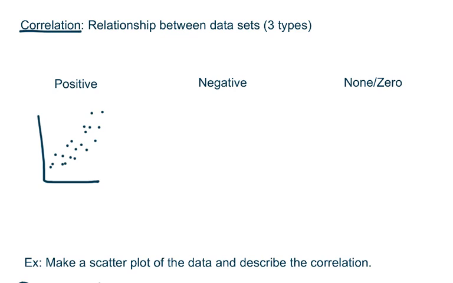Negative correlation kind of looks the other direction. As one gets bigger, the other gets smaller. Notice I'm not making just a straight line. With these points, when we're talking about people, generally people are not linear. We're not all robots. We're not all built the same. We don't all do the same things.